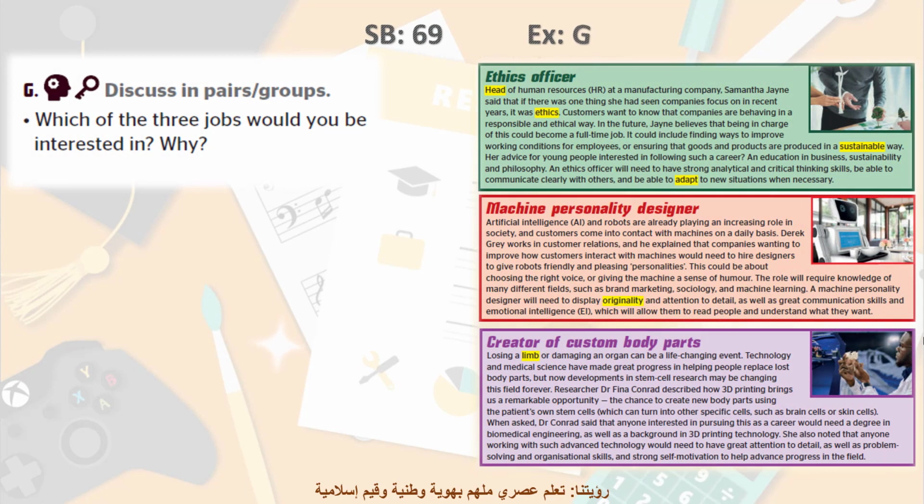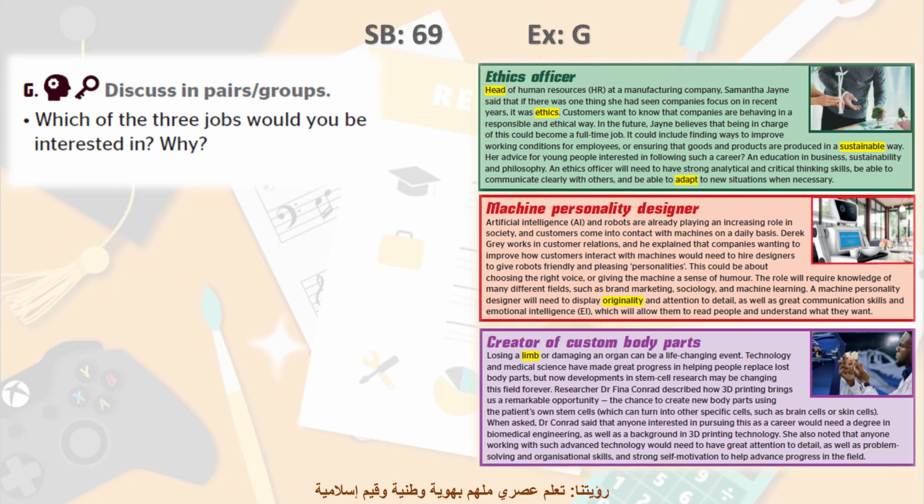Now it's time for exercise G. Which of the three jobs would you be interested in and why? We have the three jobs: ethics officer, machine personality designer, creator of custom body parts. Pause the video. Think of one of the jobs that suits you the most and write your response on a sheet of paper, and then play the video again to see a sample answer.